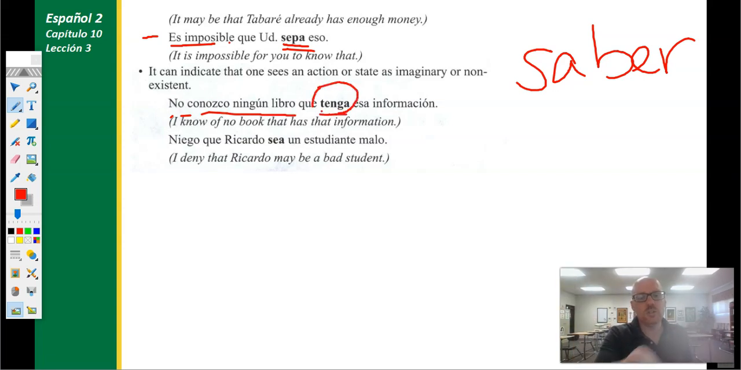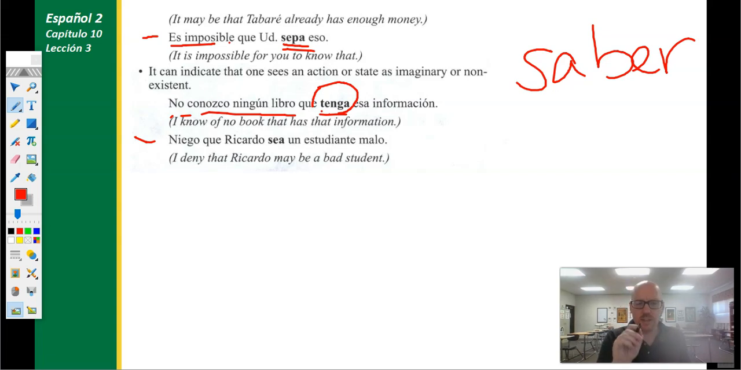So that doubt that this would actually exist is what triggers the subjunctive conjugation in the second clause, tenga. Niego que Ricardo sea un estudiante malo. I deny, I'm flat out denying, it is not true. Yo niego que Ricardo sea un estudiante malo. I deny that Richard is a bad student. There's not a chance in the world.